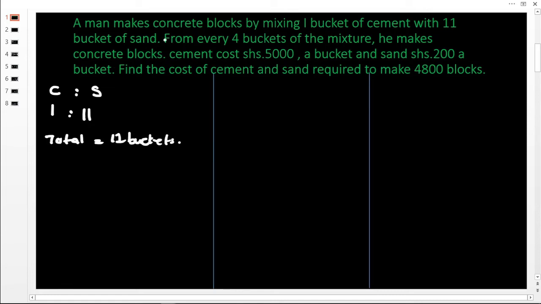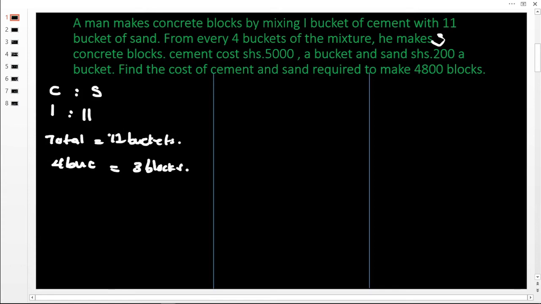Then we continue with the question. From every 4 buckets out of these 12 buckets, what are they saying? The man makes, oh sorry, here we missed the 3. So a man makes 3 concrete blocks from 4 buckets of the mixture. So from 4 buckets of the mixture, the man produces 3 blocks.